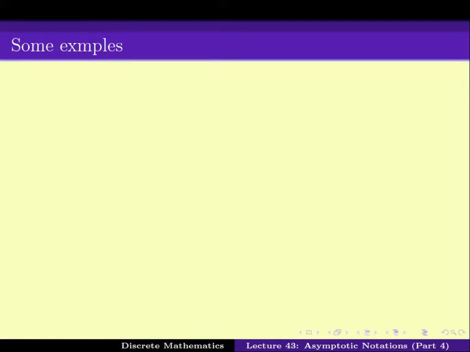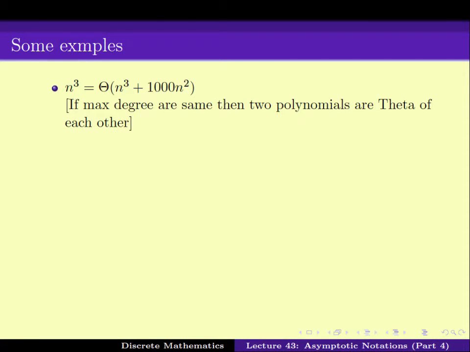For example, if you have two polynomials and you want to compare them, all that matters is the largest degree and the coefficient of the largest degree. That helps us to understand how they are related. If the largest degree is the same, then they are theta of each other. If the largest degree is the same and the coefficient of the largest degree is the same, then we have asymptotic similarity of each other.